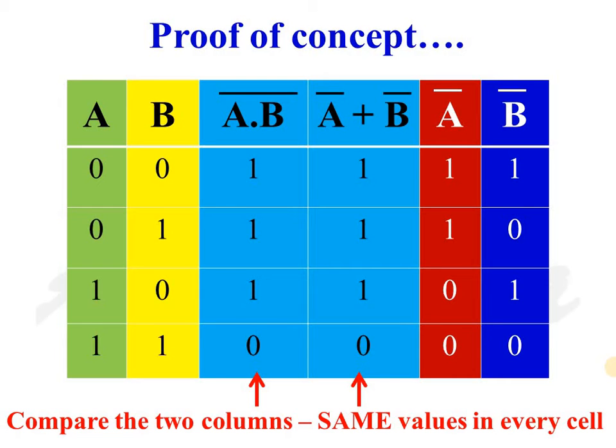So if you compare the columns for (A and B) the whole bar, and A bar or B bar, we can find that the entries in all the cells are the same. So these two columns are the same. So we can say that the functionality (A and B) the whole bar is the same as the functionality A bar or B bar.